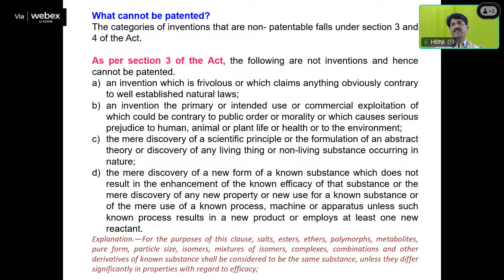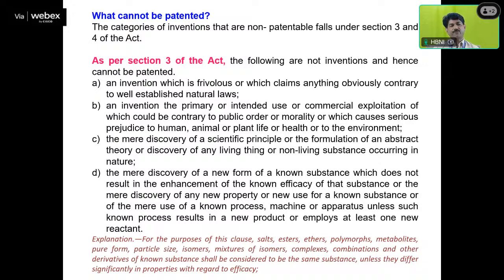So what cannot be patented? As I have mentioned, there are Section 3 and Section 4 of the Patent Act. The Patent Act says that a few substances cannot be patented, so we'll discuss that now. As per Section 3 of the Act, the following are not inventions and hence cannot be patented. So Section 3 says that these are not inventions. So this will not be included in patent, because I told in the beginning that the patent has to be a new, novel invention.